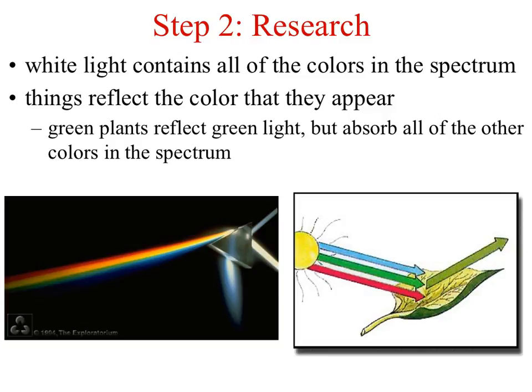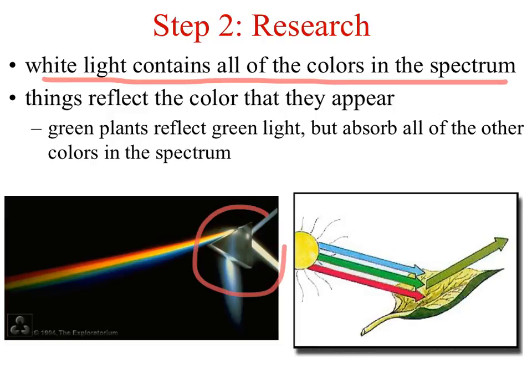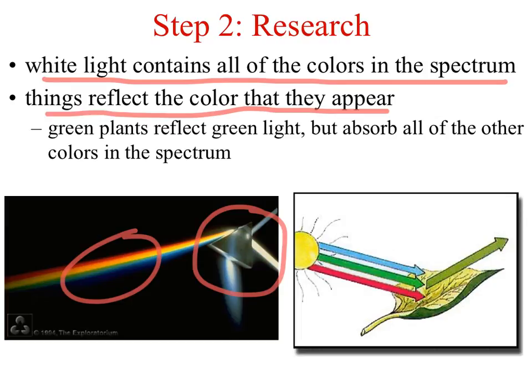So in my research about light, I would have learned that white light contains all the colors in the spectrum. You can see that here with this picture, that you shine it through a prism and then you see the rainbow. And I also learned that things reflect the color that they appear. In other words, if I shine white light, which is all the colors mixed together, on a leaf, the only color that's reflected is green.